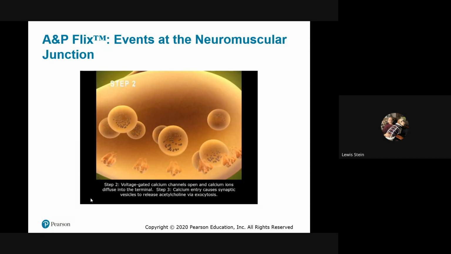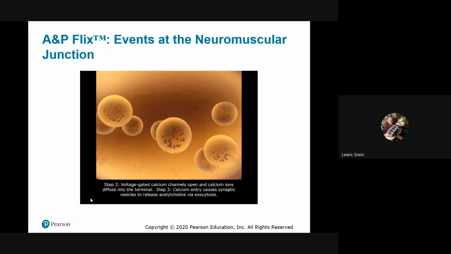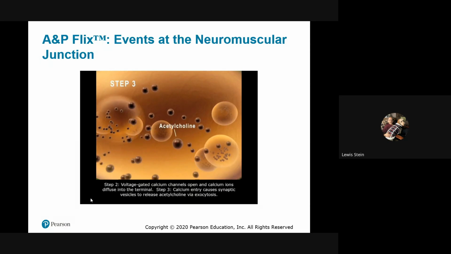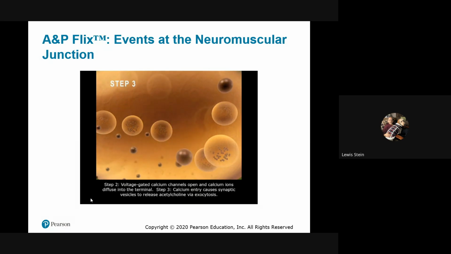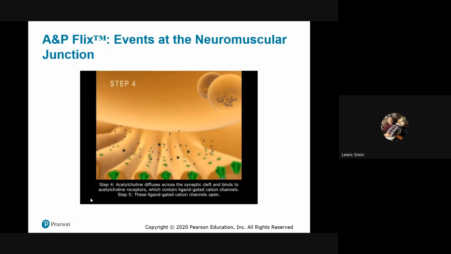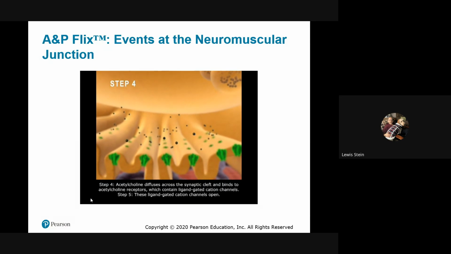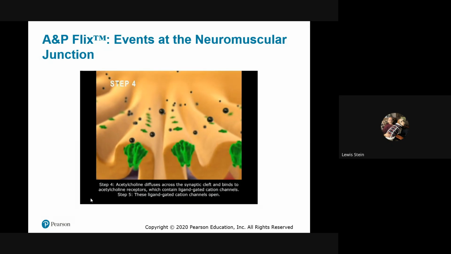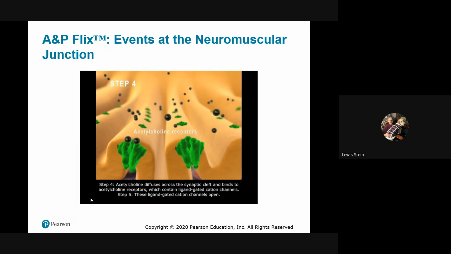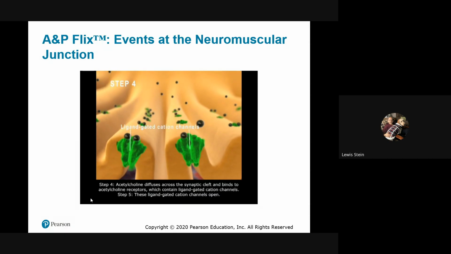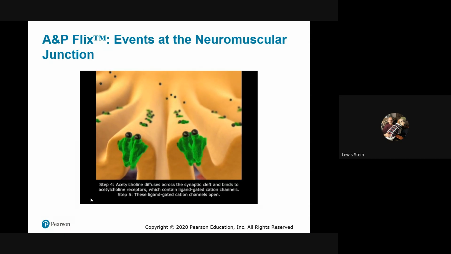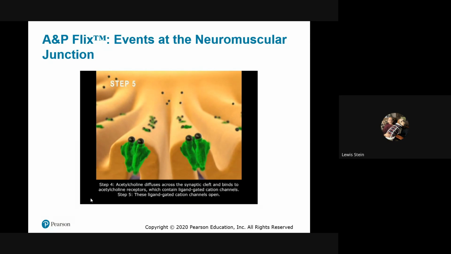Step 2. Voltage-gated calcium channels open and calcium ions diffuse into the terminal. Step 3. Calcium entry causes synaptic vesicles to release acetylcholine via exocytosis. Step 4. Acetylcholine diffuses across the synaptic cleft and binds to acetylcholine receptors, which contain ligand-gated cation channels. Step 5. These ligand-gated cation channels open.